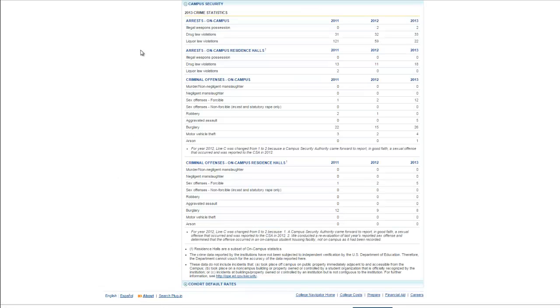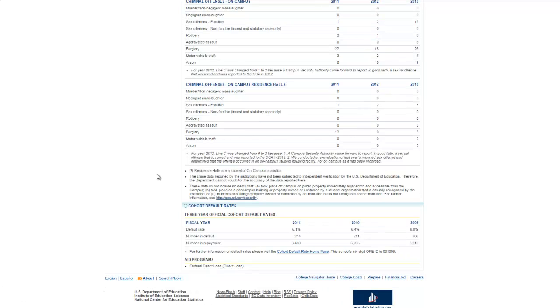Then we look at campus security. How many arrests on campus? It only goes through 2013. You might want to see, do they seem to have a problem in one particular area or another? Cohort default rates. So these are those who default on their student loans.